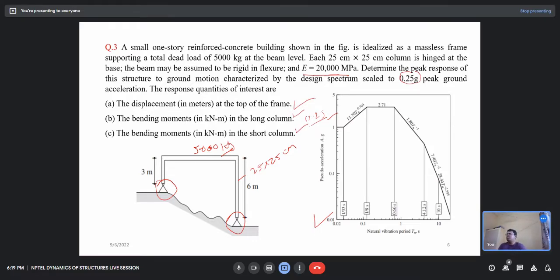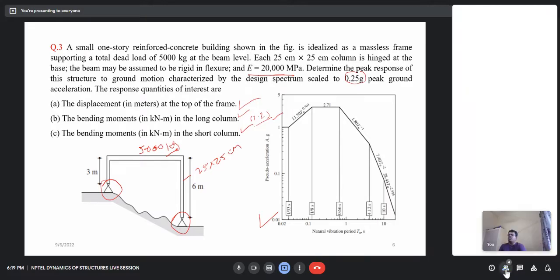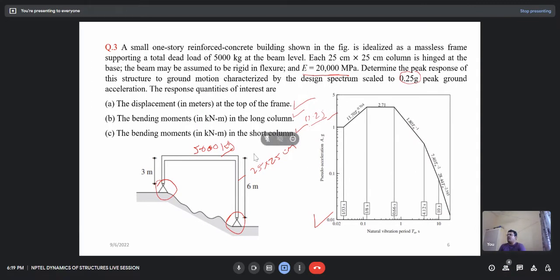Have you understood the question, everyone? Vasudev? Vasudev, am I audible? Yes, sir. Have you understood the question? Yes, sir. Okay, so let's start the solution.